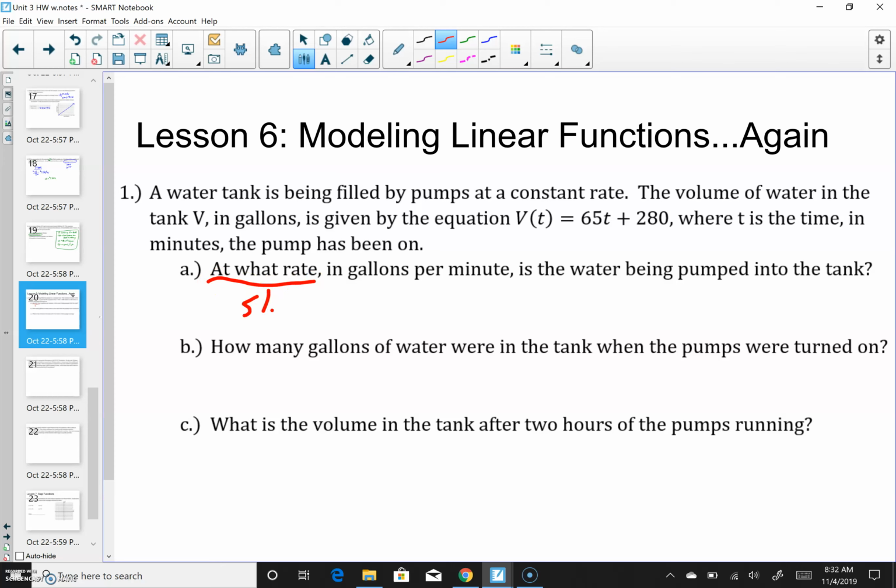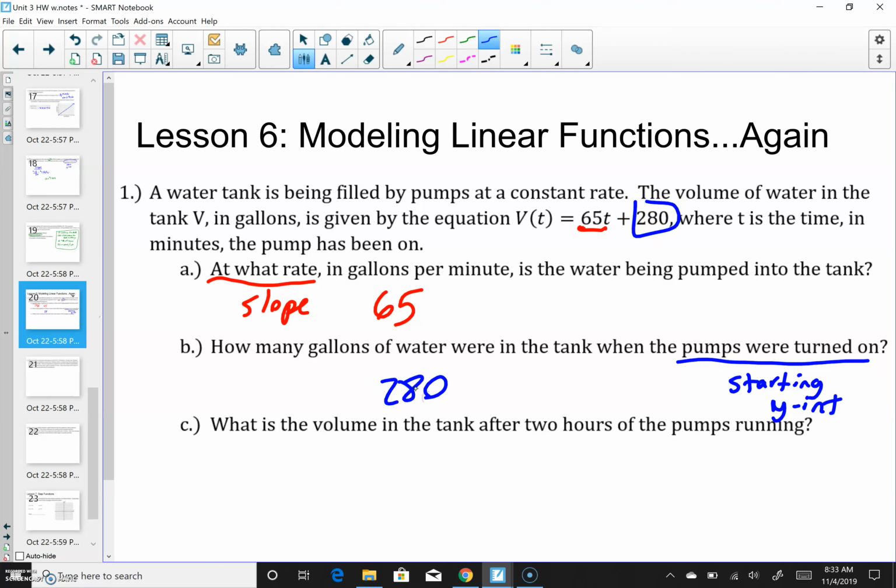So when they say rate, they're talking about our slope. Our slope is that number that's always attached to the letter, which in this case is our 65. So 65 gallons per minute are going into the tank. How many gallons were in the tank when the pump is turned on? In other words, that's our starting point, which is always our y-intercept, which in this case was 280 gallons.